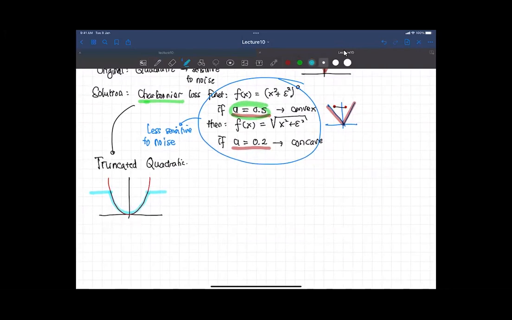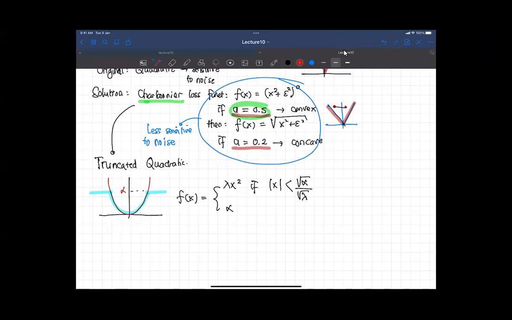The difference is that the Charbonnier loss function is differentiable, whatever a you use. But the truncated quadratic function is not differentiable. This is expressed as alpha x squared if x is smaller than the square root of alpha over lambda. So alpha and lambda are the hyperparameters. This is called truncated quadratic, and the truncation here will be alpha. This kind of function is not differentiable.